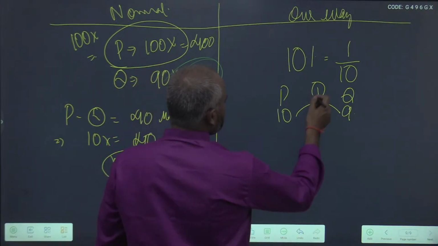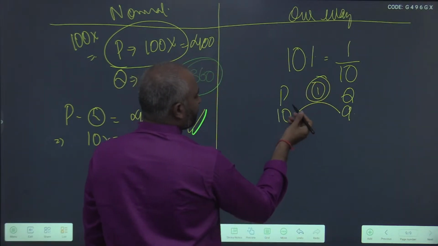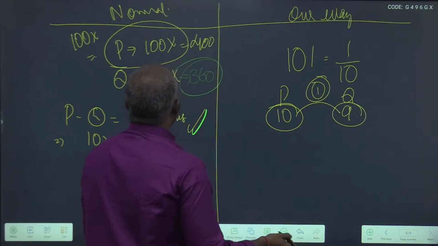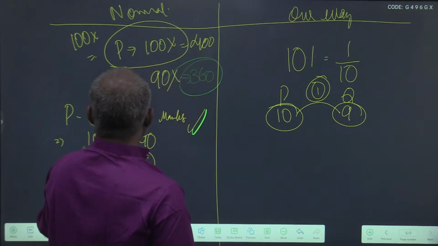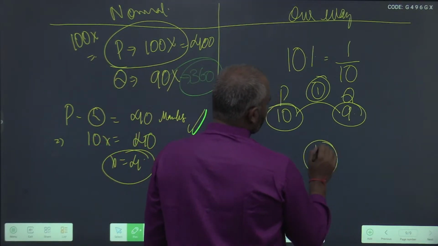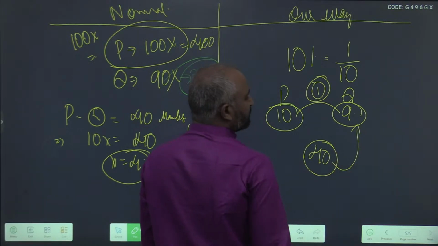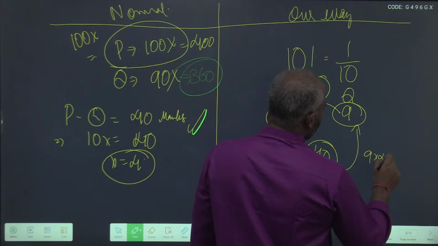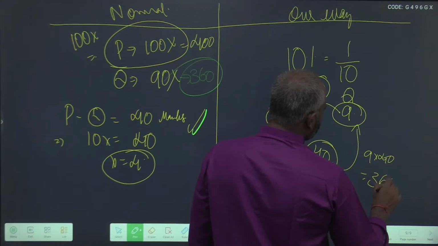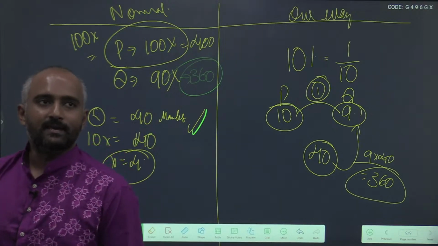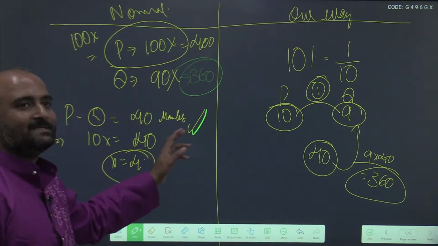So you see, the difference is 1 mark. If P scores 10 marks, Q scores 1 mark, and the difference is 1 mark. But what is the difference now? If the difference is 40 marks, how many marks would P have scored, and Q? It is 9 into 40, which is nothing but 360. Okay, this is just an oral question.